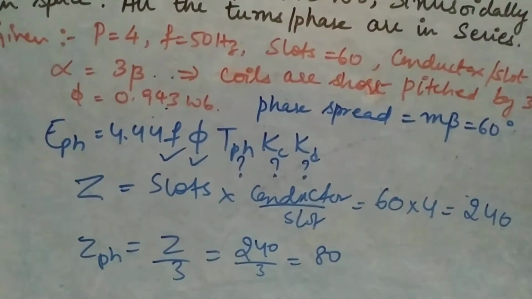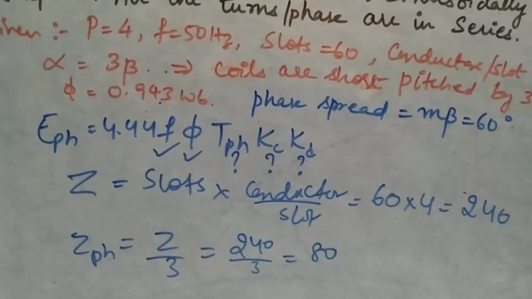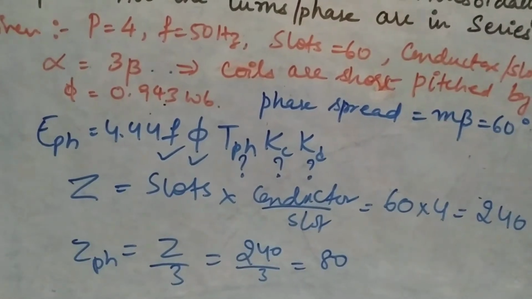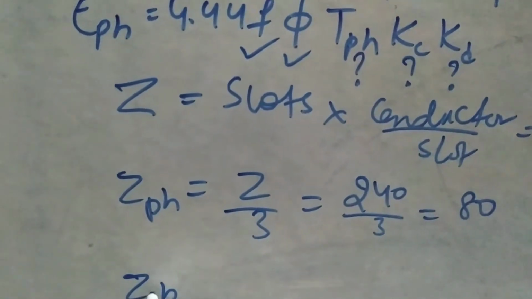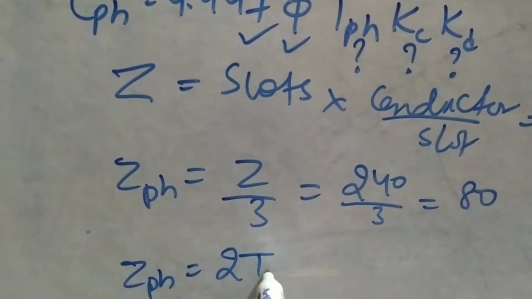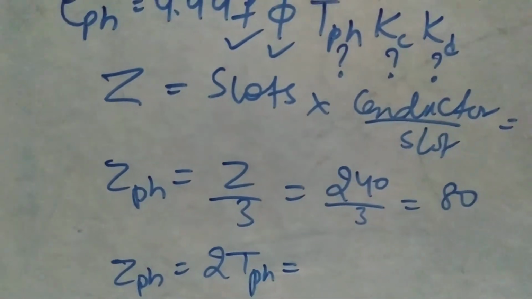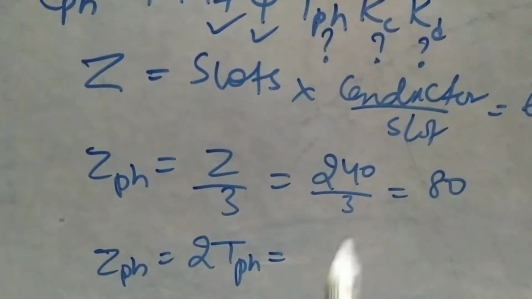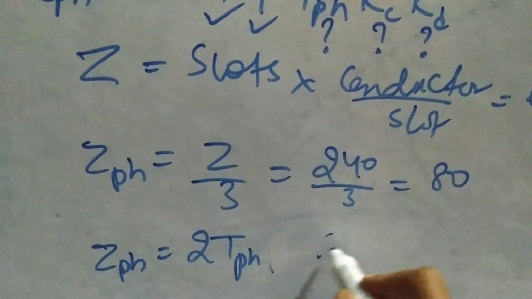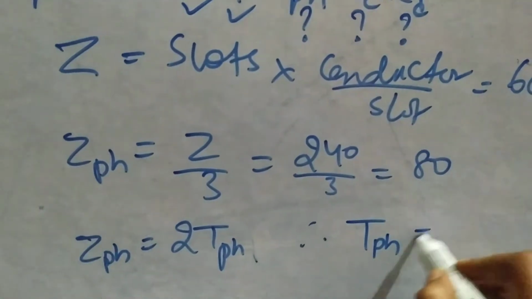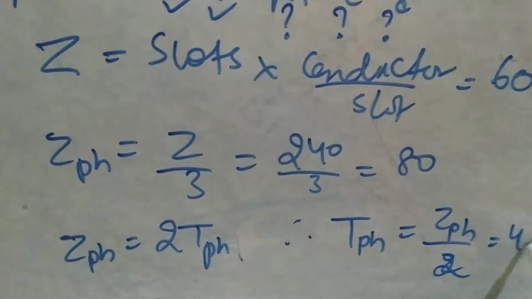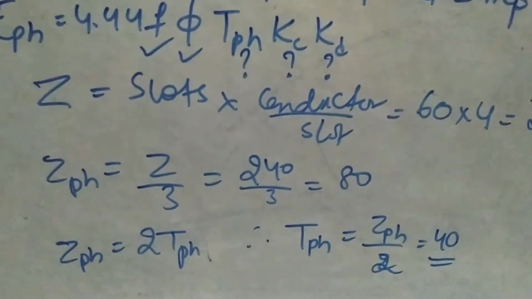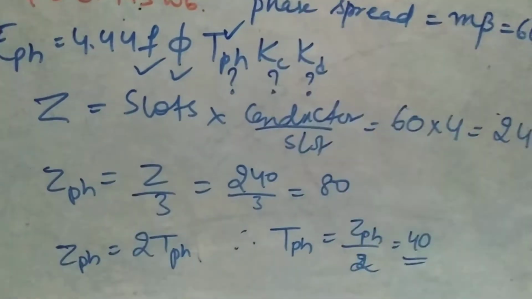Right? Okay. Now this will be the Z phase. Then to solve the T phase, Z is equal to 2T. So what is that? Z phase is equal to 2 times T phase. So turns per phase means turns per phase value is Z phase divided by 2. It results with 40. So turns per phase is 40. So we solved T phase.